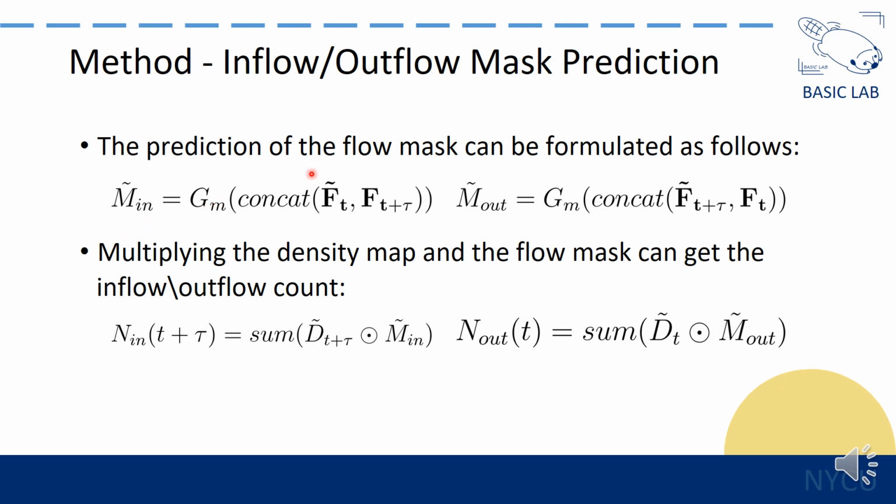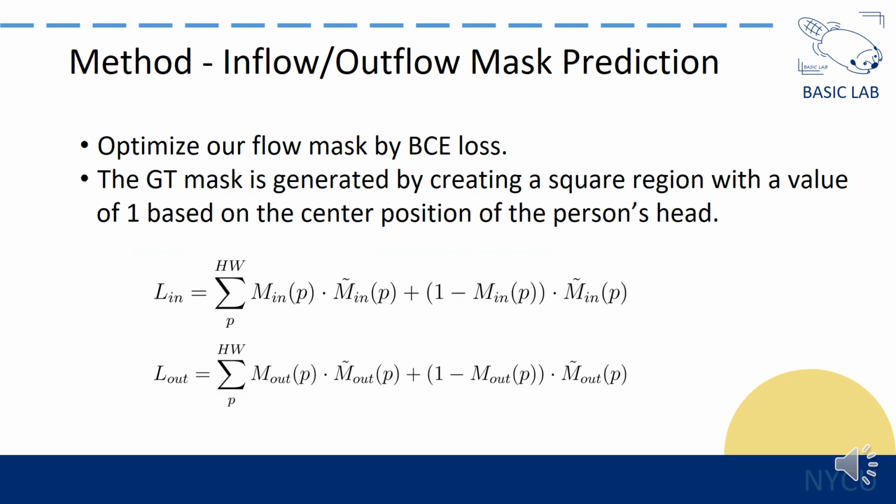Finally, when predicting the inflow mask, we concatenate the spatial alignment feature f_t tilde with the feature map at time t plus tau, and then go through the decoder. The same procedure is applied when predicting the outflow mask, and then we multiply the density map and flow mask to get the inflow-outflow count. And then we optimize our flow mask by the binary cross entropy loss. The ground truth mask is generated by creating a square region with a value of 1 based on the center position of the person's head.